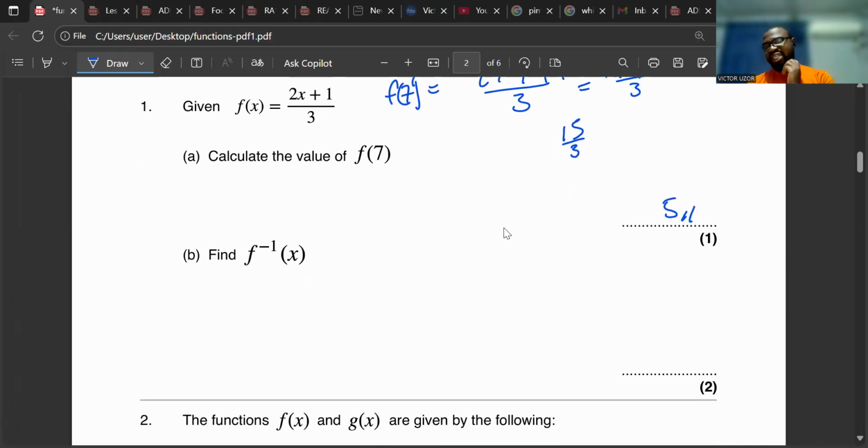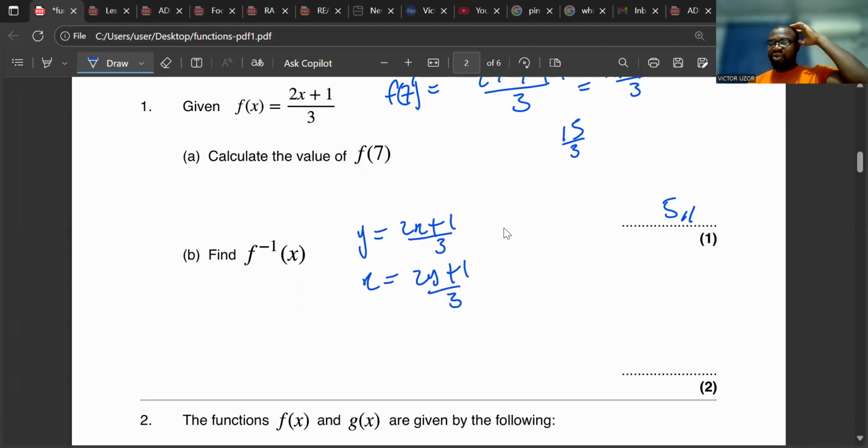So the second part, they say you should find the inverse. Remember the steps of finding the inverse. If you don't know, you can watch some of my videos to get it. There are 3 basic steps there. You exchange f of x to y. So you have y is equals to (2x plus 1) over 3. You switch y to x. You have x is equals to (2y plus 1) over 3.